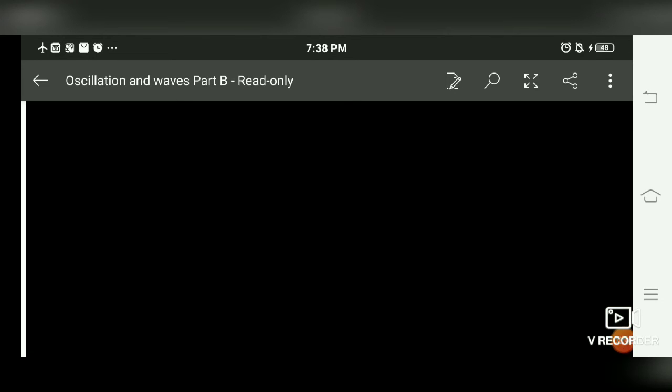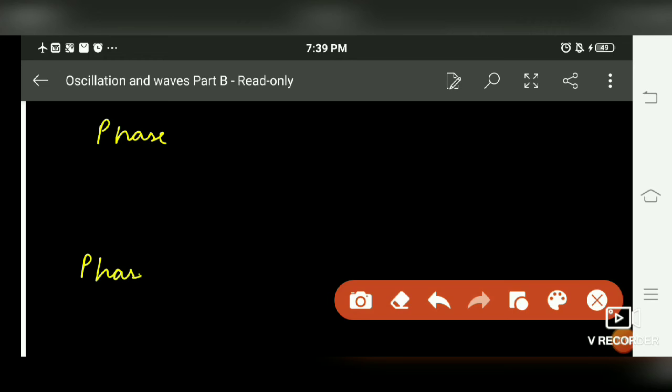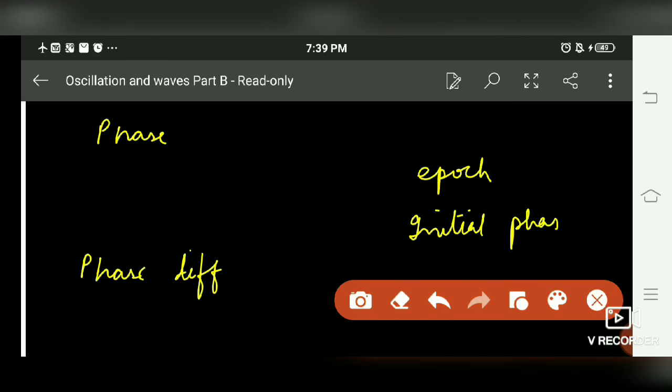Now, next term is phase and phase difference. One more term is there, epoch or initial phase. Now what is phase? For an oscillatory motion, phase is actually the argument of the sine or cosine function.